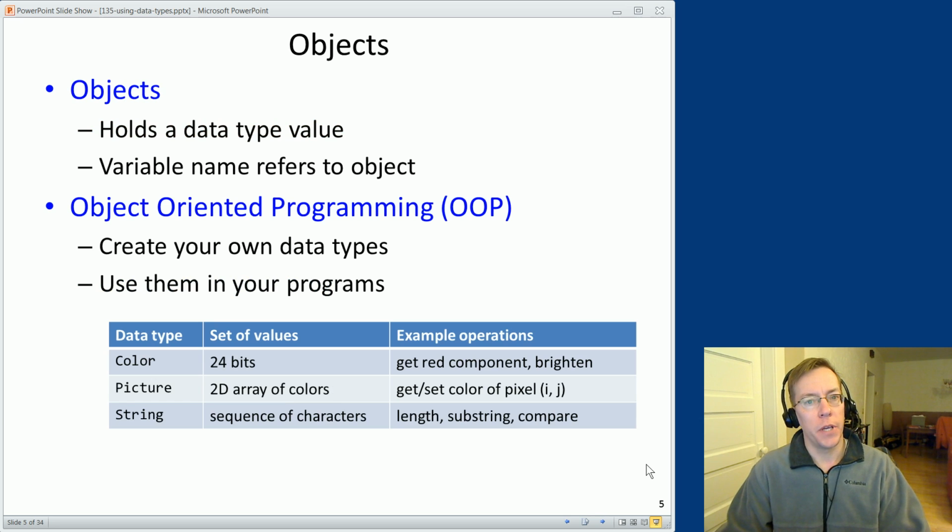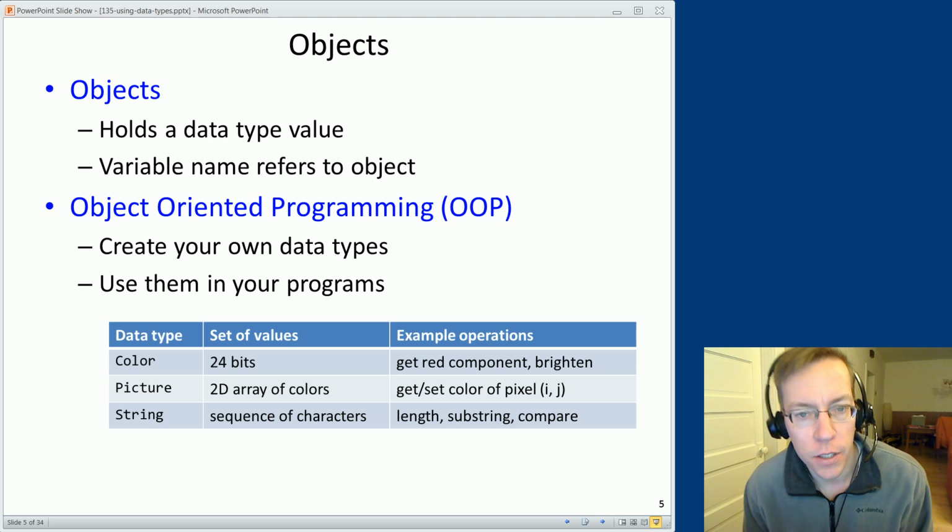Once we start talking about data types, we also start talking about objects, and an object is just a variable that's of one of these data types. The object is the instantiation of a variable that's of some data type. Here are some example data types at the bottom. You could imagine a color data type, and in fact there is. I'll show you in a bit.